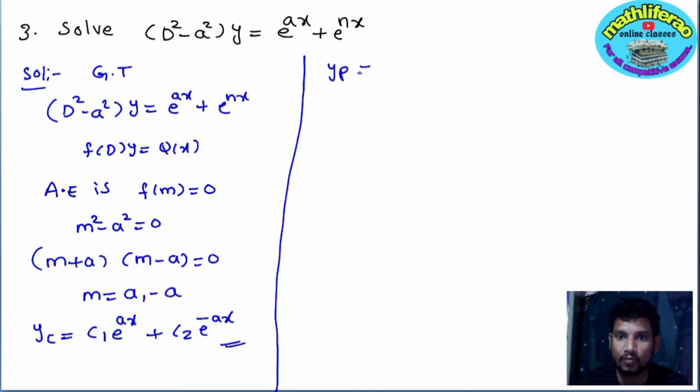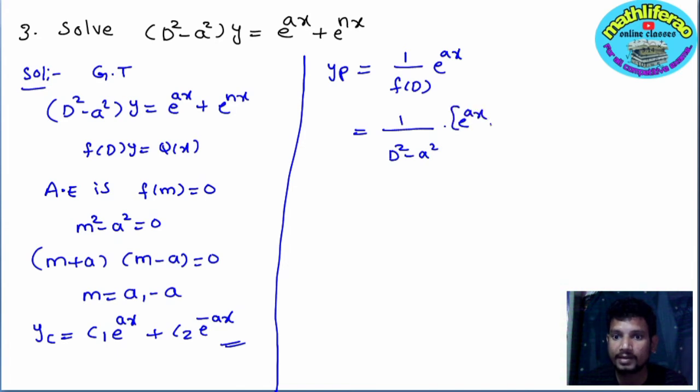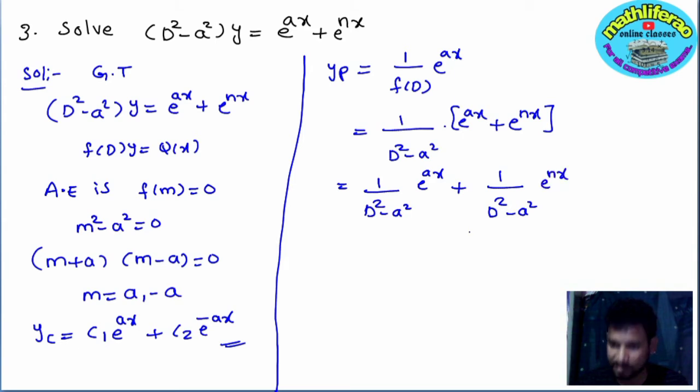yp equal to 1 by f of d, e to the power ax, that is, 1 by d square minus a square into e to the power ax plus e to the power nx. Now let us separate this into two parts: 1 by d square minus a square e to the power ax plus 1 by d square minus a square e to the power nx.